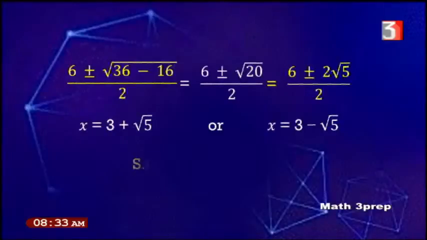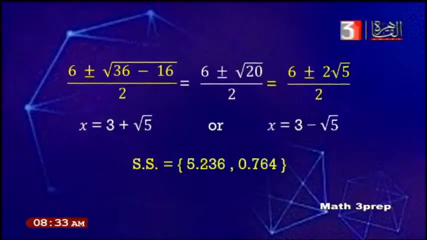And in this case, we can say that the solution set is 5.236 or 0.764. After reducing, it is 5.236 after rounding, and 0.764 also after rounding to the nearest 3 decimal places.